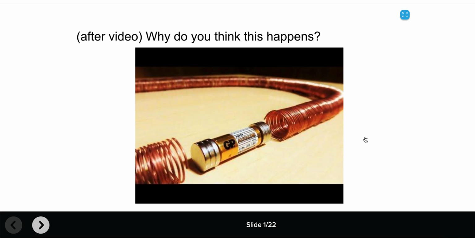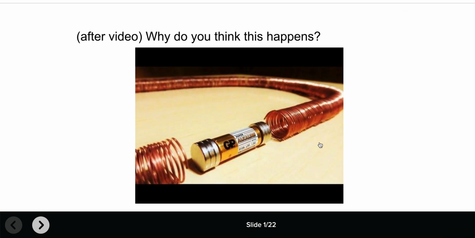Hey everyone, it's Mr. Montgomery again, and today we are going to be going into electromagnetism, and this is going to be some introductory material about it. So we're going to go over some important key terms and give you a pretty good basic understanding about it before we go into more complex concepts.